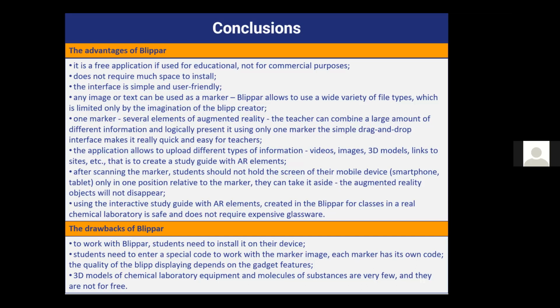With all the obvious advantages, working with Blippar has its drawbacks. To work with Blippar, students need to install it on their device. Students need to enter a special code to work with the marker image. Each marker has its own code. 3D models of chemical laboratory equipment and molecules of substances are very few and they are not free. We believe that these disadvantages are insignificant compared to all the advantages of the Blippar application in creating augmented reality objects which it provides for education, including the study of chemistry.